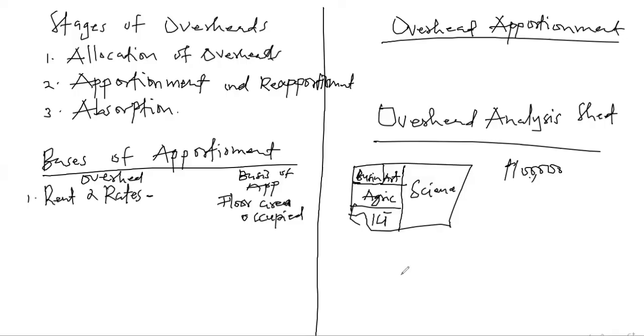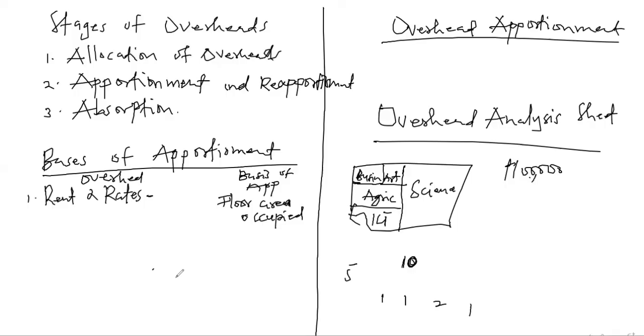Let's assume the floor area is 10 and science is occupying 5. Business is occupying 1, art is also occupying 1, agric is occupying 2, and IT is also occupying 1, which will give you this. So the company is going to use the floor area as the basis for apportionment of the rent, so that we know how much each department is going to pay.